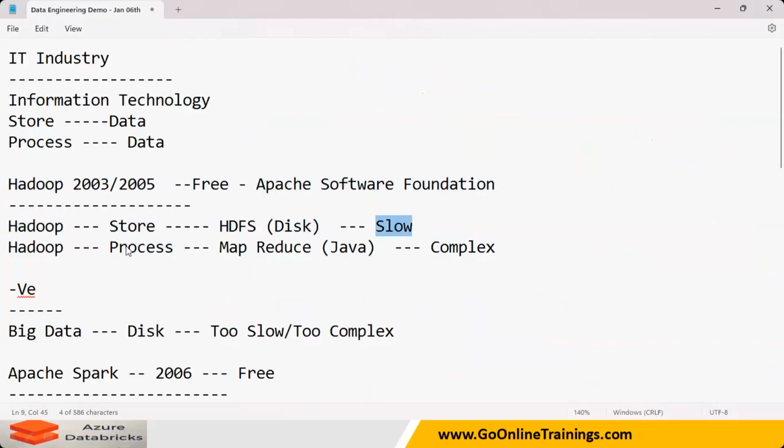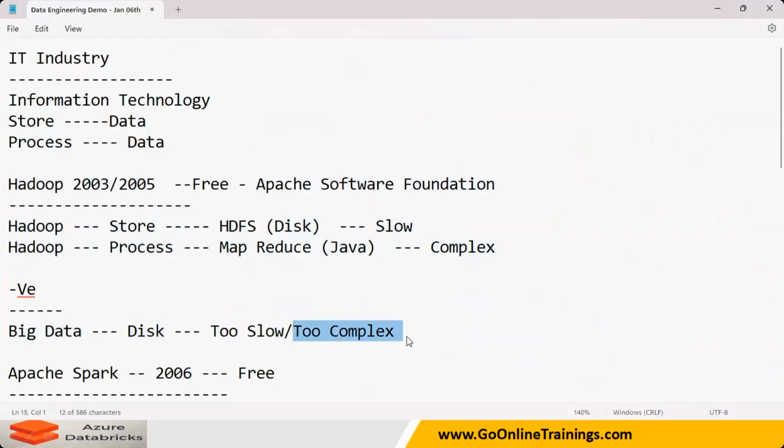And Hadoop processes the data with the help of MapReduce. It is a Java program, and a Java program is complex. Because of these two reasons, it is slow: one, there is a large amount of data and it is stored on the disk, and two, writing a program is too complex. So that is what you have to understand. Many IT industry people gave negative feedback.